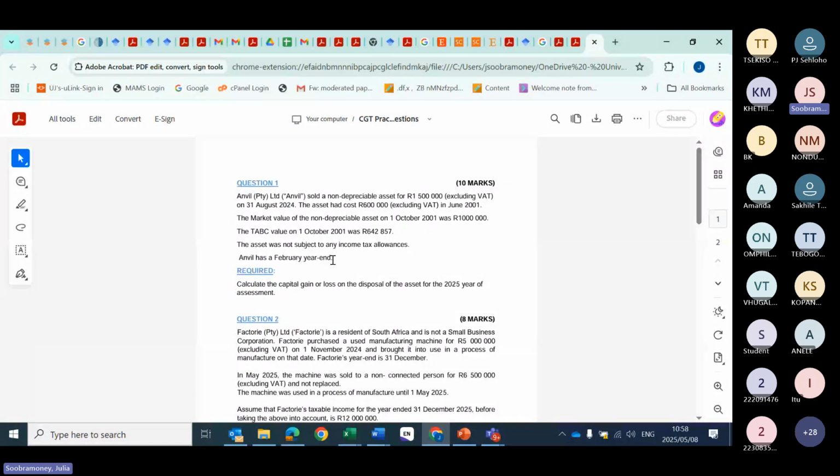So everyone happy? We're not going to calculate tax value. We're not going to calculate recoupment. Why? This asset is a non-depreciable asset, and also for tax purposes, we did not claim any tax allowances. Okay. So let's have a look at the solution.